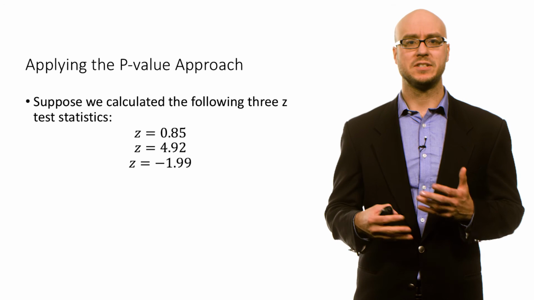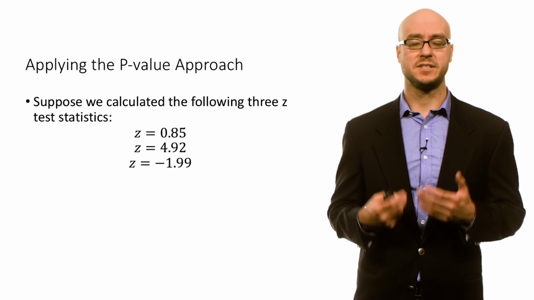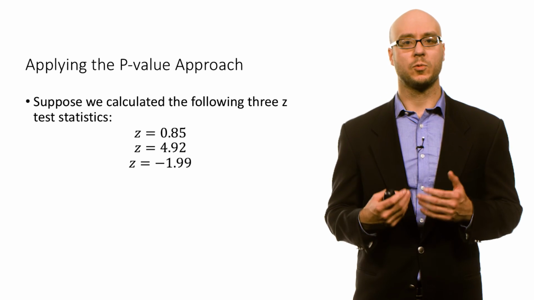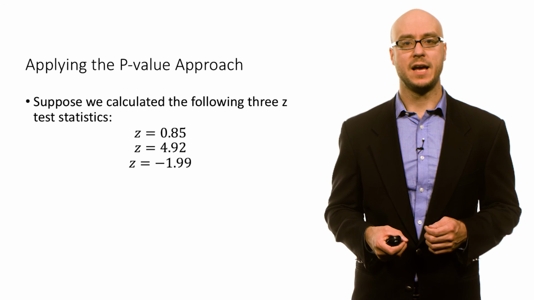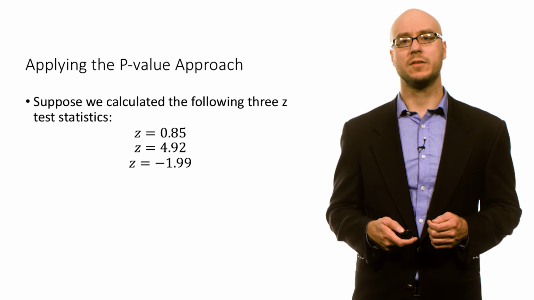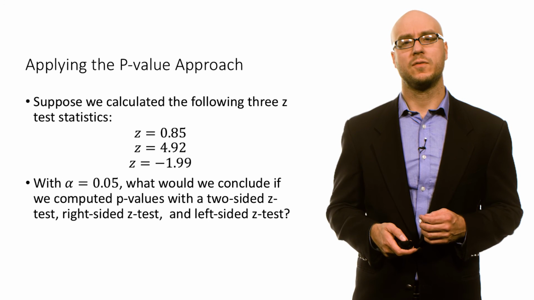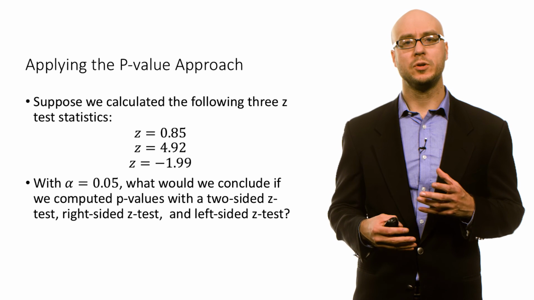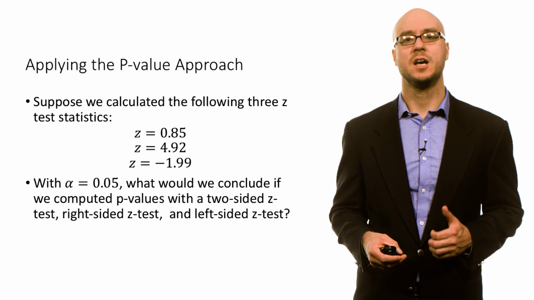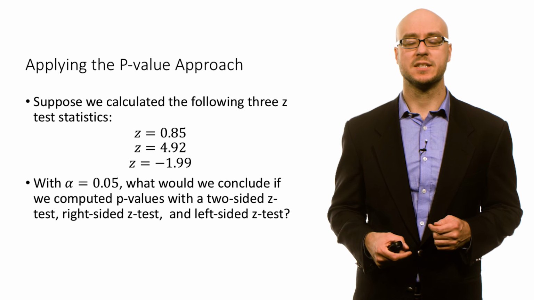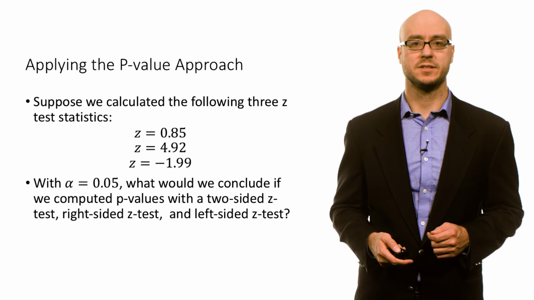So let's see how we can apply the p-value approach for making a decision about some kind of claimed value about the null hypothesis. Suppose we have these following three z-test statistics: 0.85, 4.92, and negative 1.99. The idea behind this is, with an alpha level of 0.05, what would we conclude if we computed p-values with a two-sided z-test, a right-sided z-test, and a left-sided z-test for each of these z-test statistics?